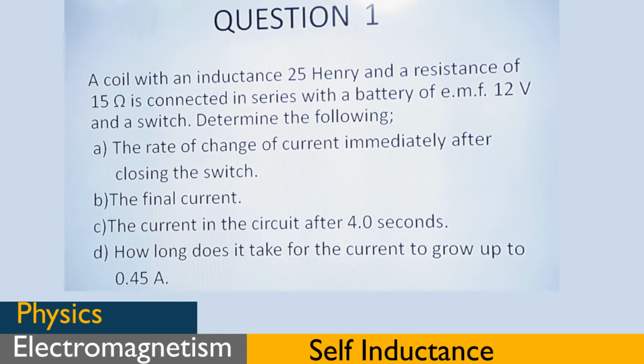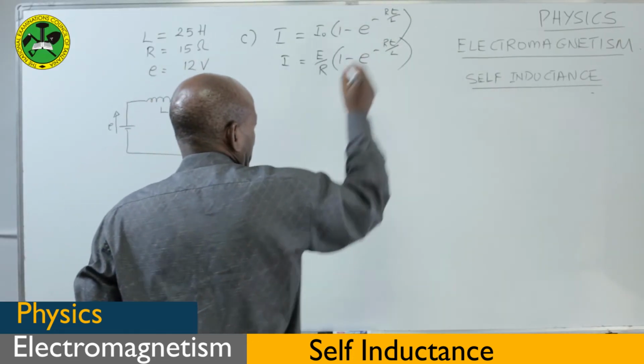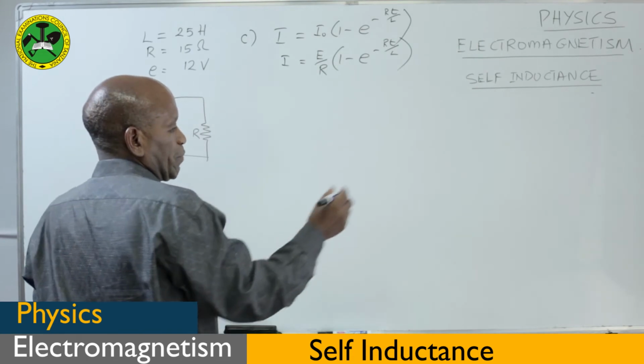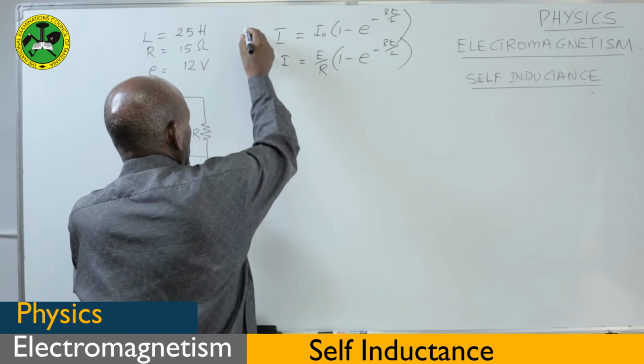To part D, the last part. How long does it take for the current to grow up to 0.45 ampere? So really, it takes us to the same expression as for part C. Here we need to determine the time t for the current to grow up to 0.45. So the current now will be equal to, this is part D.